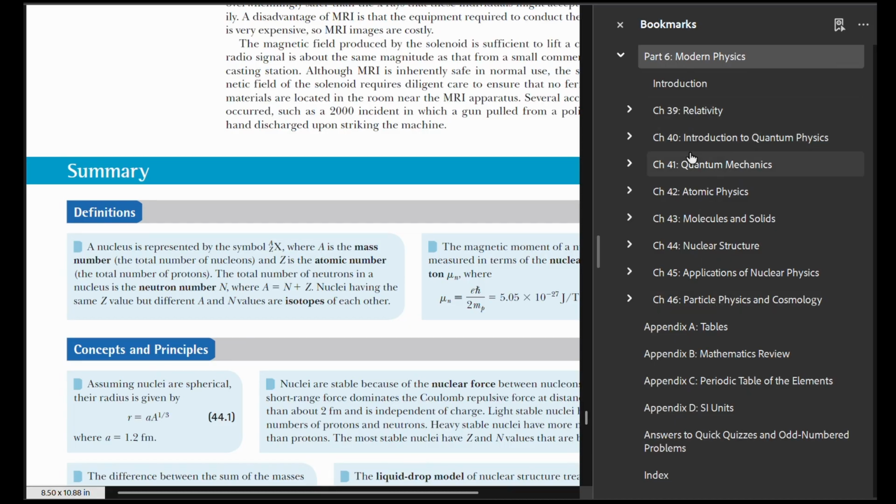So we've got 1, 2, 3, 4, 5, 6, 7, 8 chapters. I feel like the bulk of the problems for a final exam would be relativity, quantum mechanics, and maybe some stuff here, particle physics and cosmology, which are very interesting. All these chapters are interesting. We just don't have a lot of time to cover them. I'm going to try to post as many videos as possible.